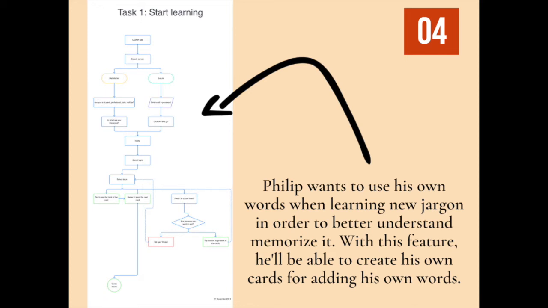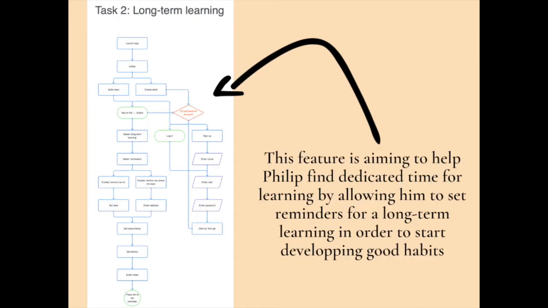And with Octopus, people like Philip will be able to use their own words in order to define new vocabulary they're learning. Also, they could set reminders for long term learning in order to start developing good habits.